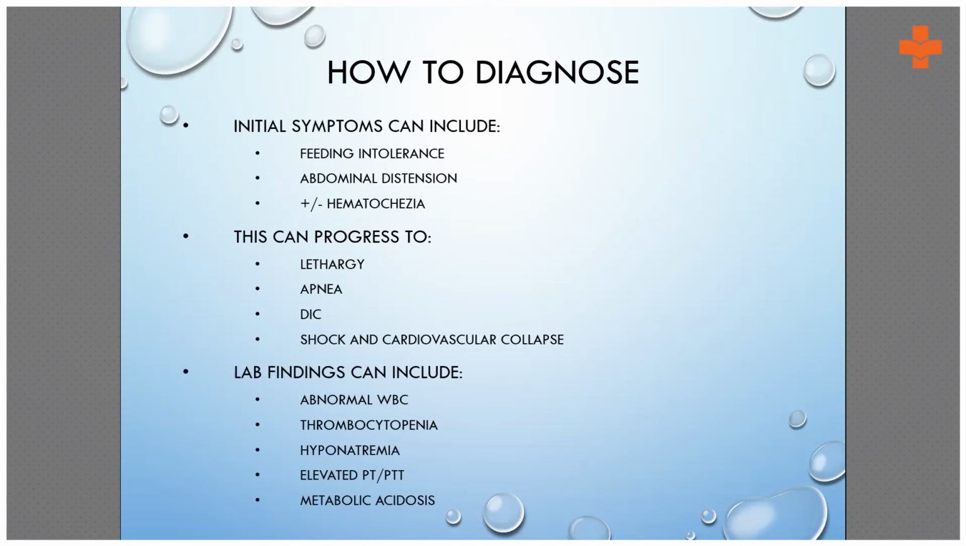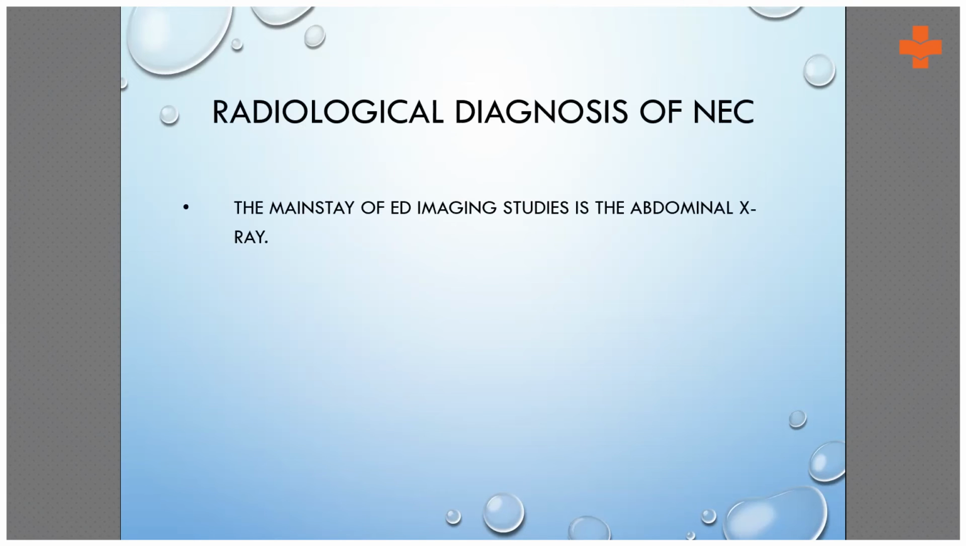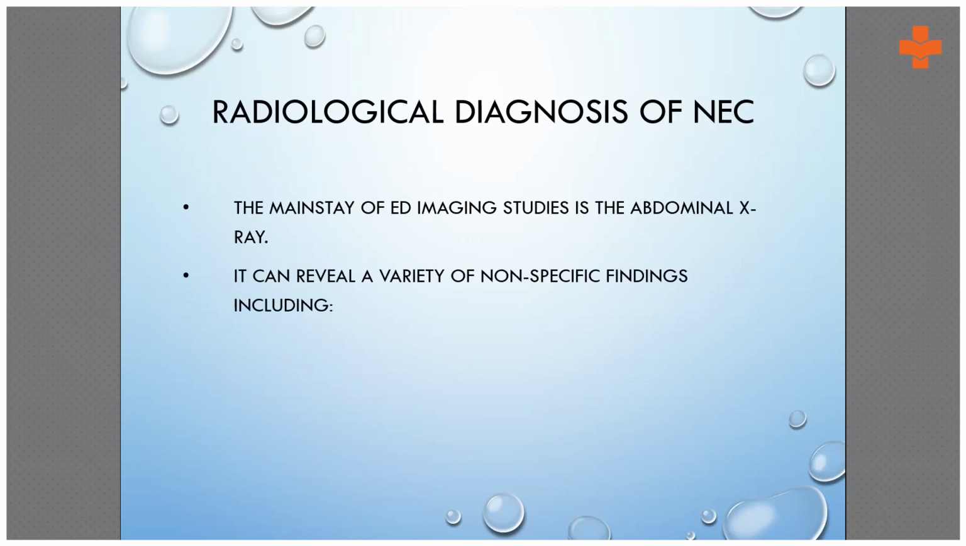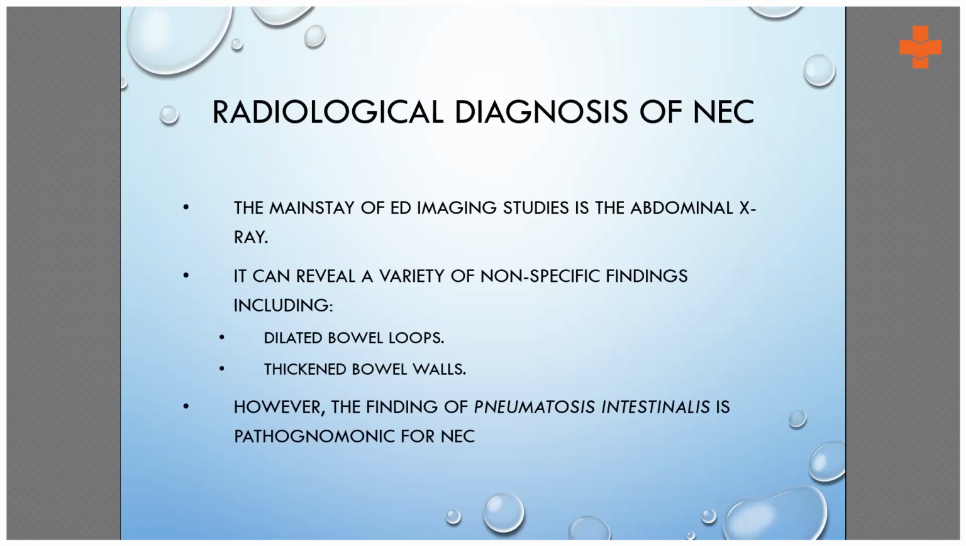Now, the lab diagnosis is very important along with the X-ray findings. Remember one thing, in NEC: abnormal WBC, thrombocytopenia, hyponatremia, elevated PT and APTT levels, and metabolic acidosis. Radiological, I will just show you the X-ray. Like I told you, there will be dilated bowel loops, thickened bowel loops, and the findings are of pneumatosis intestinalis.